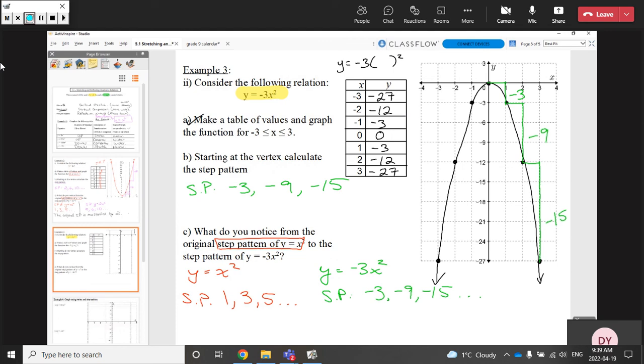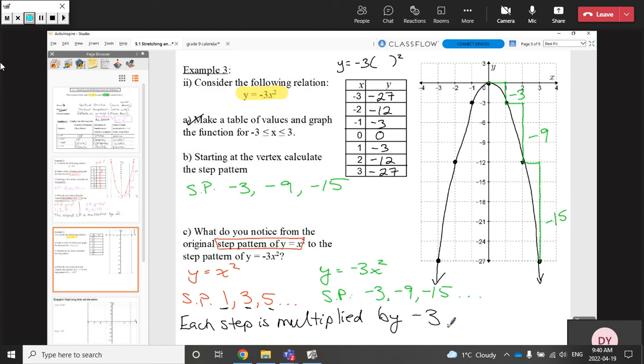Folks, what do you notice about the two step patterns? Is there anything? Yes, each step, the 1, the 3, the 5, is being multiplied by negative 3. So each step is multiplied by negative 3.